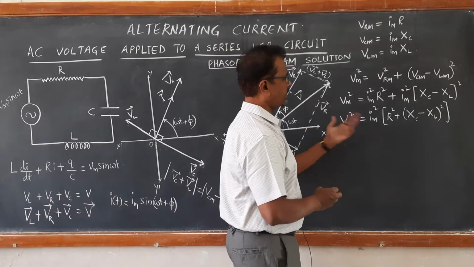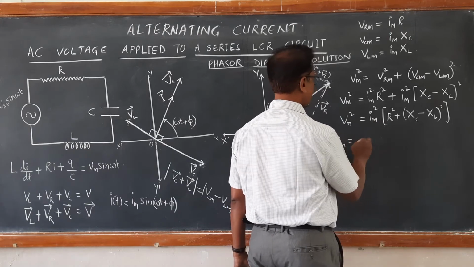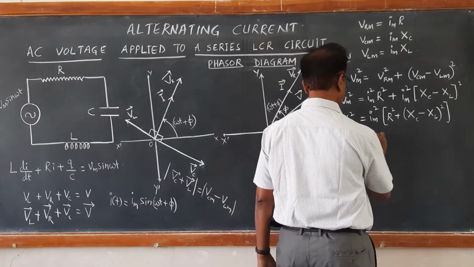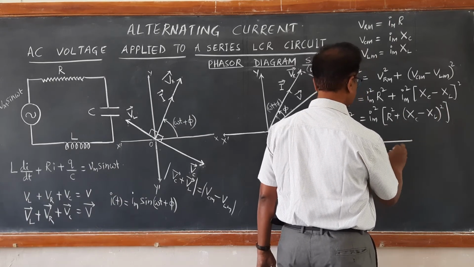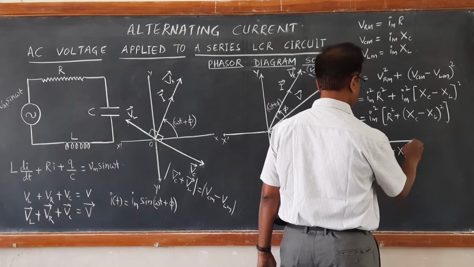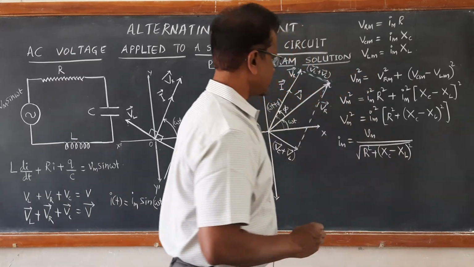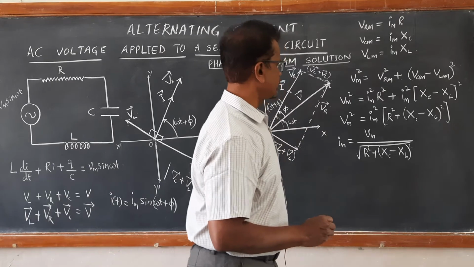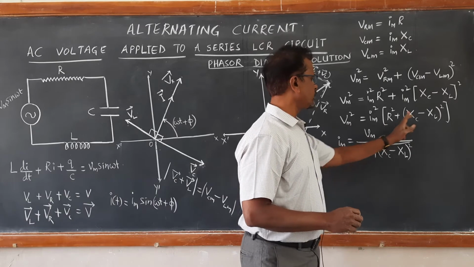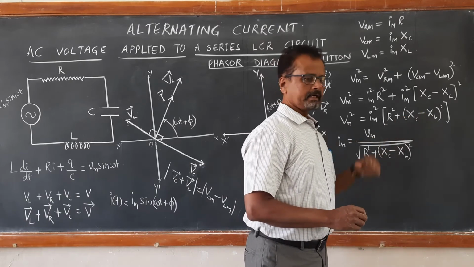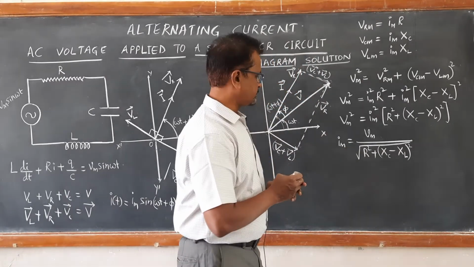Now we want Im. Take square root on both sides, we get Im is equal to Vm by the square root of the entire expression R square plus XC minus XL square, everything under square root. Taking square root on both sides, you can say Vm is equal to Im into the square root of this entire square bracket, which is in the denominator. So this gives us the peak value of current.